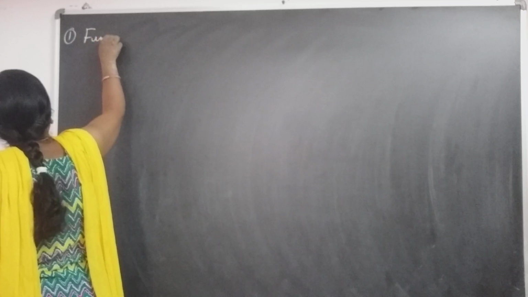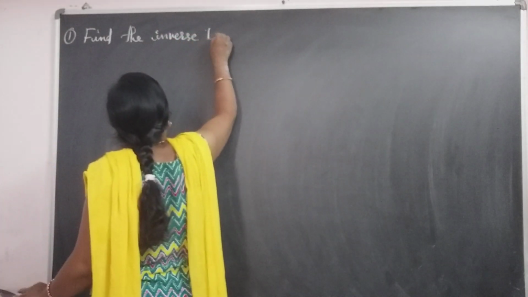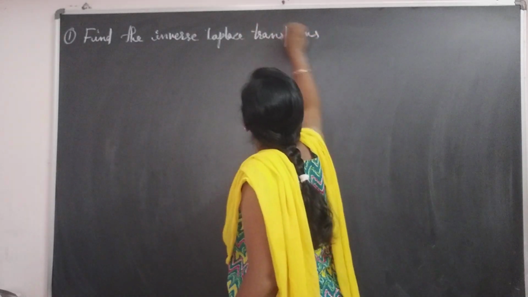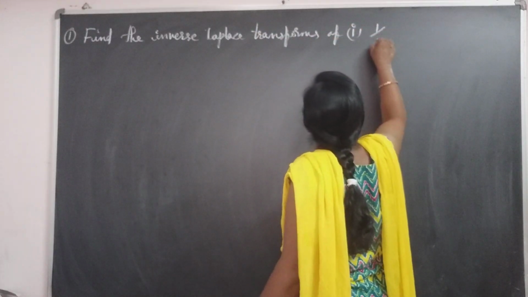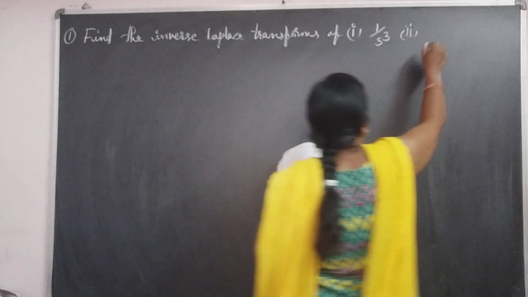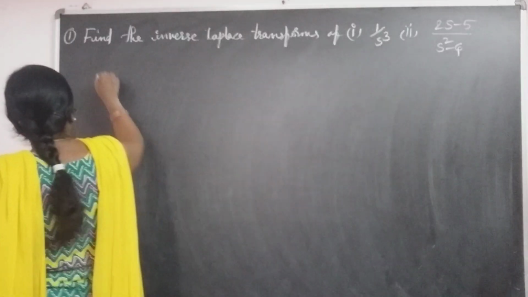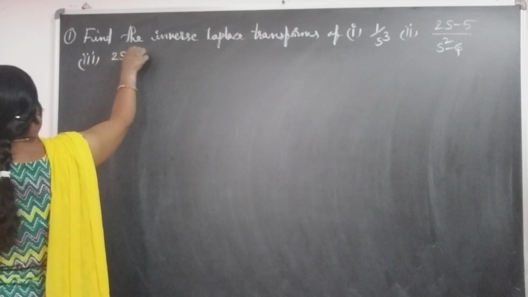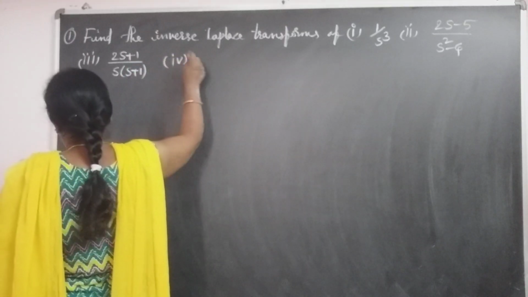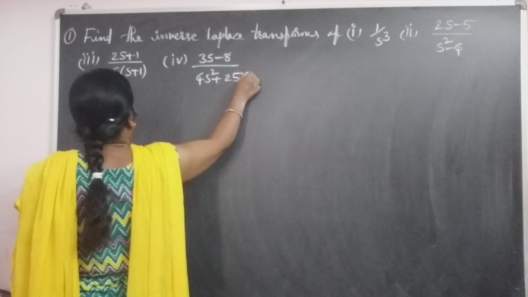Find the inverse Laplace transforms of: first one, 1 by s cube; second one, 2s minus 5 by s square minus 4; third one, 2s plus 1 by s into s plus 1; fourth one, 3s minus 8 by 4s square plus 25.